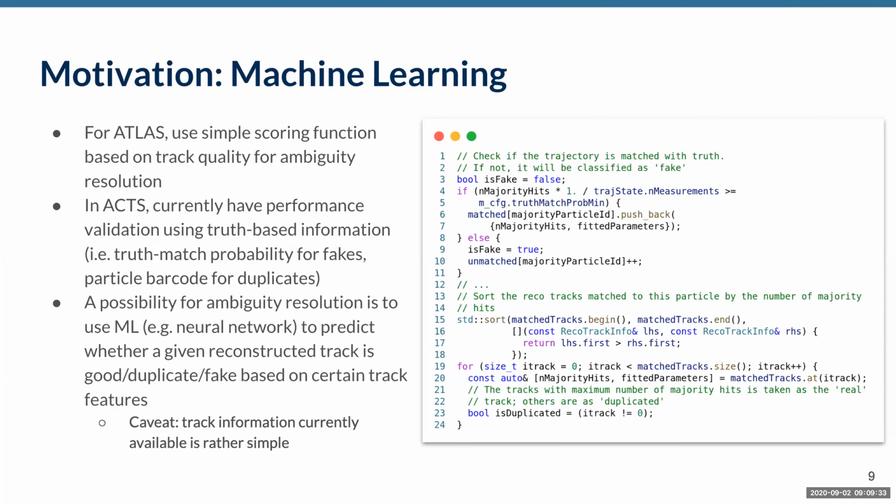But another possible way in which we want to do ambiguity resolution could consist of using machine learning. In particular, because we have this truth information available to us, we can use a neural network and train it based on this truth information to recognize whenever a certain track that it's being presented with is either a good track, a duplicate track, or a fake track, based on some set of features that describe that particular track. Here I'd like to add a disclaimer: the track information that we have currently and readily available to us for training is still at a rather simple stage. So this will certainly limit the extent of what we can actually do with our network.